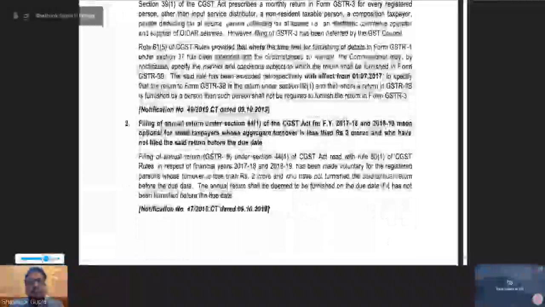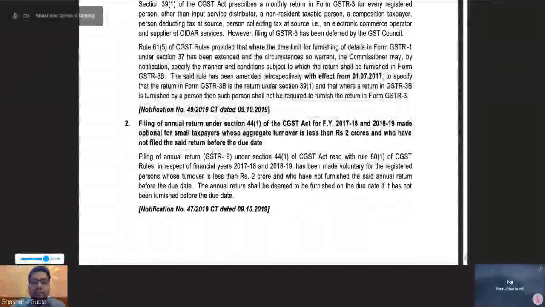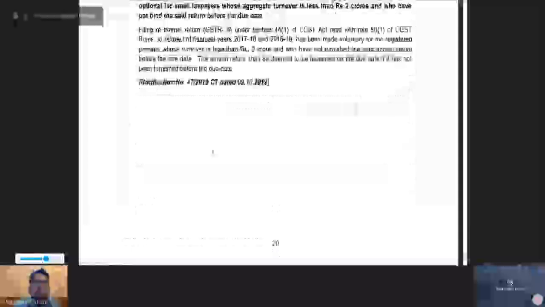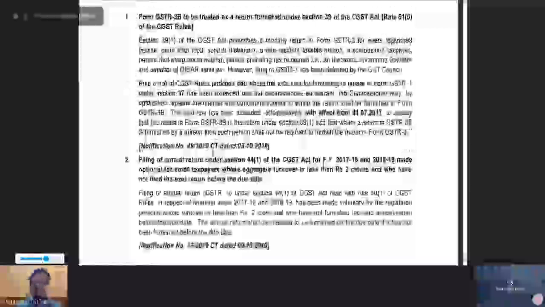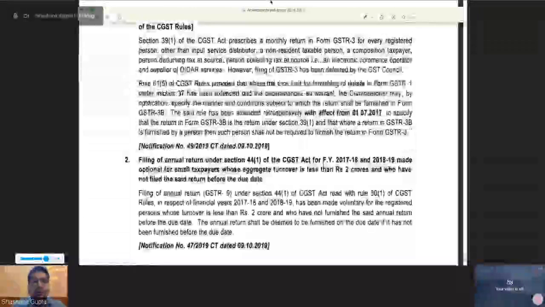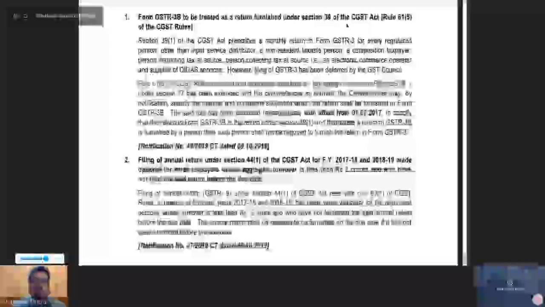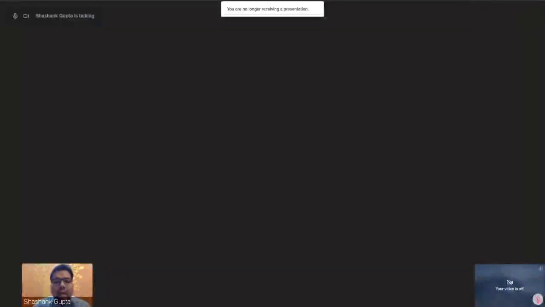Next, filing of annual return, a relaxation has been given for taxpayers with turnover less than 2 crores. So that we have already discussed. And with this, friends, we have covered 100% of amendments along with our RTP. Now, I'll take up your queries which are there.